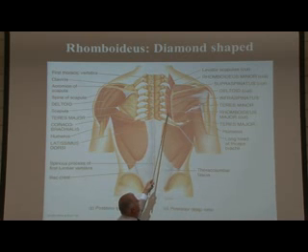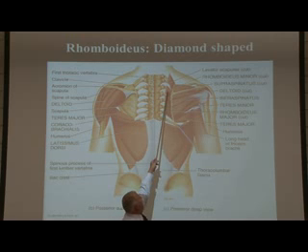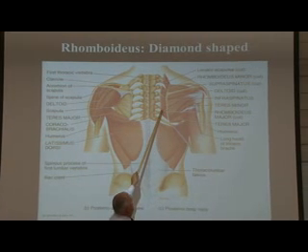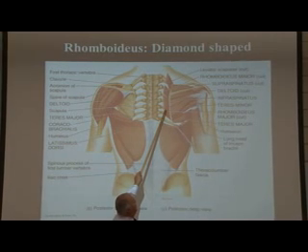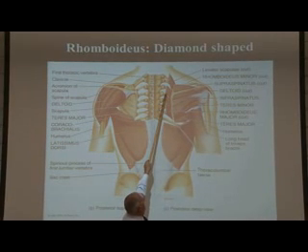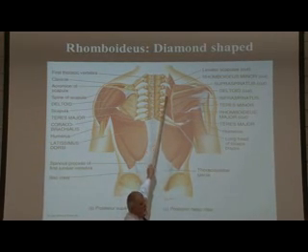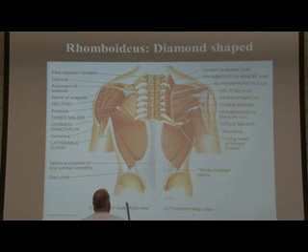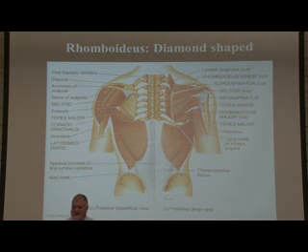And so the lower one is the larger muscle, the upper one is a smaller muscle. So rhomboideus major is the larger muscle, and then rhomboideus minor is the smaller muscle. And then they bring your scapula toward the midline, like this, so they adduct the scapula. Bring the scapula to the midline of the body.